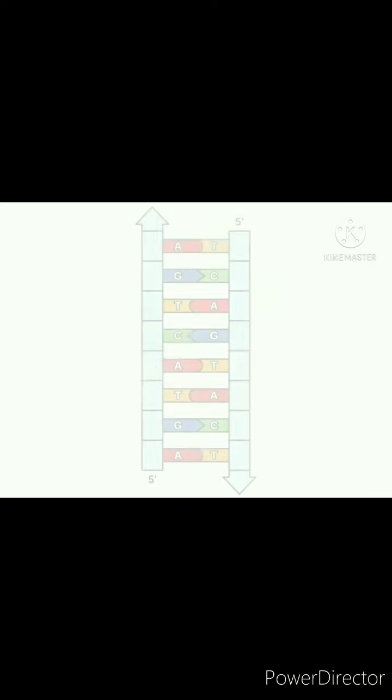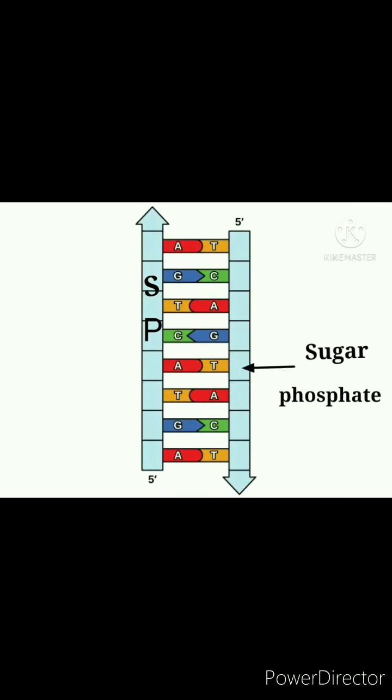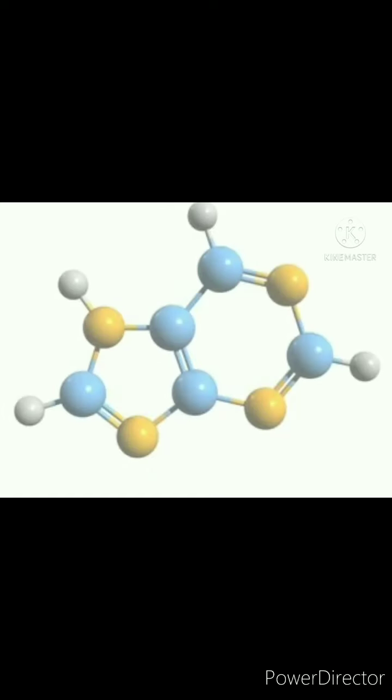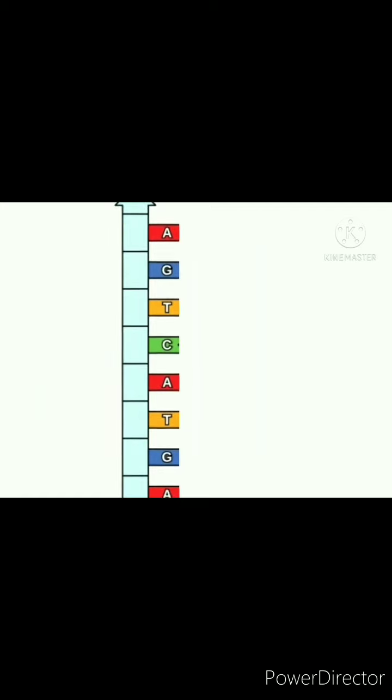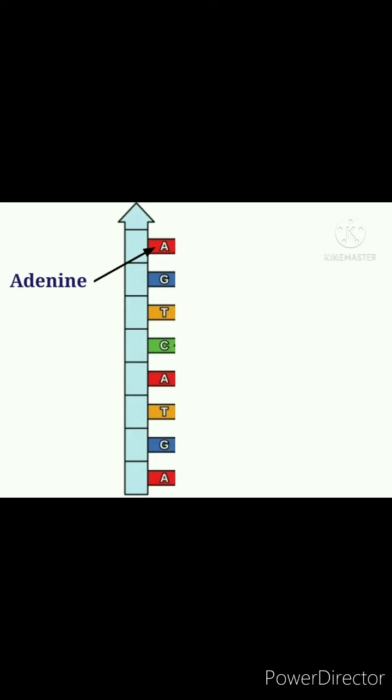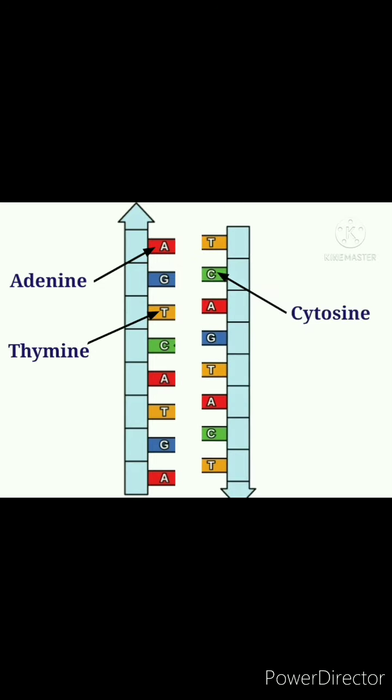How does DNA look? DNA is like a ladder shape, consisting of a nitrogenous base, sugar, and phosphate group called a nucleotide. There are 4 types of nitrogenous bases present in DNA. A, adenine, always bonds to T, thymine, and C, cytosine, bonds to G, guanine, and this is called hydrogen bonding.